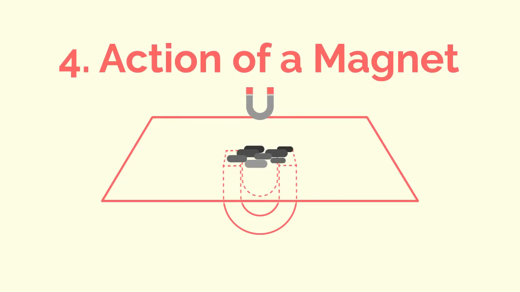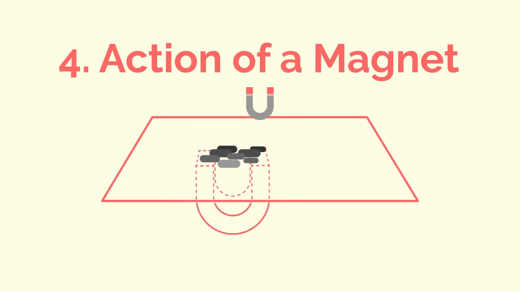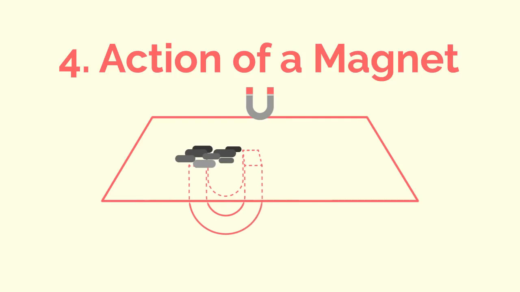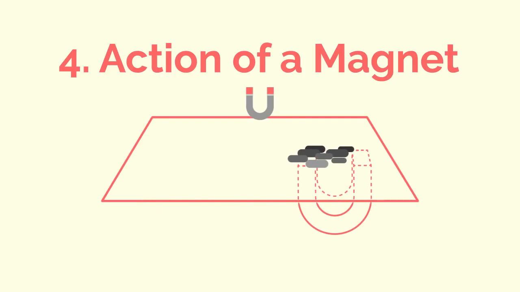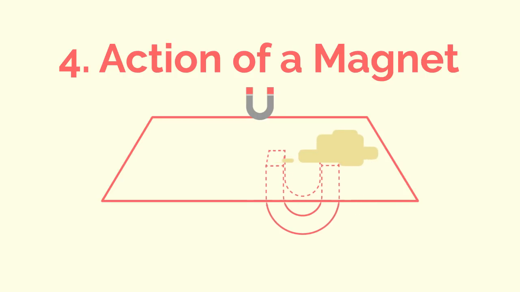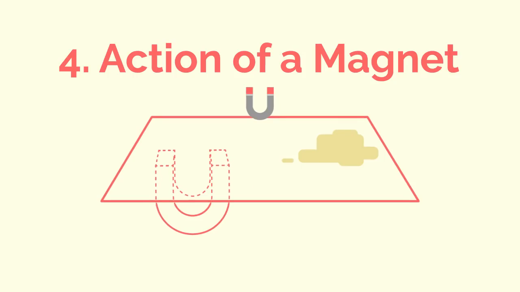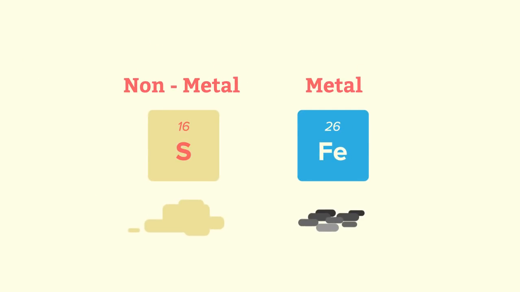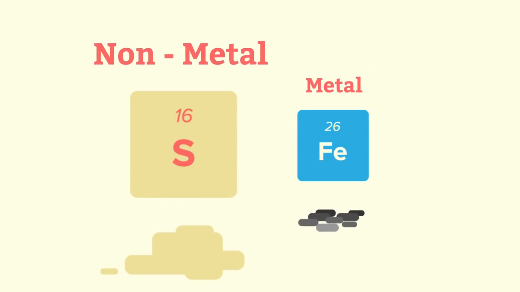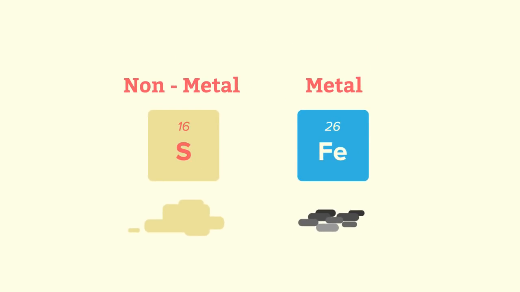If the iron is sprinkled onto a sheet of paper and a magnet is moved underneath the paper, you will see the iron filings follow the magnet as they are attracted to it. When the same is done with the sulfur, you will see that the sulfur is not attracted to the magnet. So from these 4 tests, it can be seen that iron and sulfur are 2 completely different elements and behave differently in the 4 tests. Iron is a metal element, sulfur is a non-metal element.